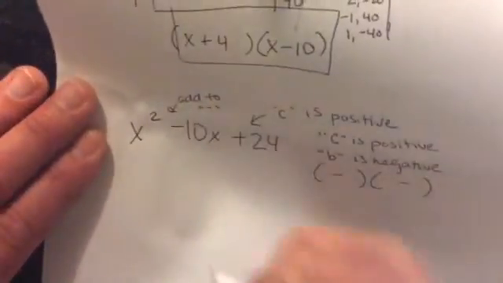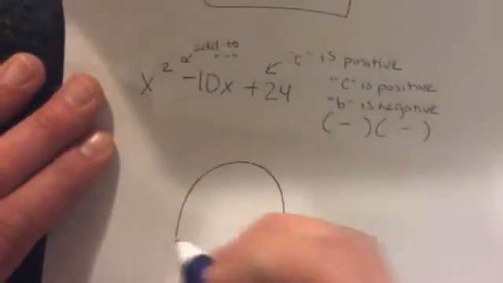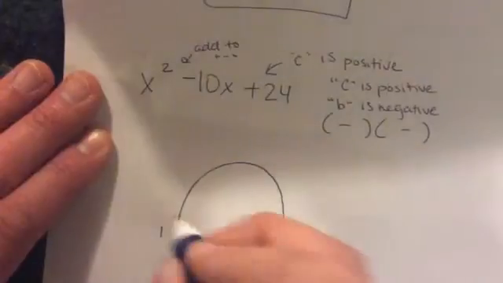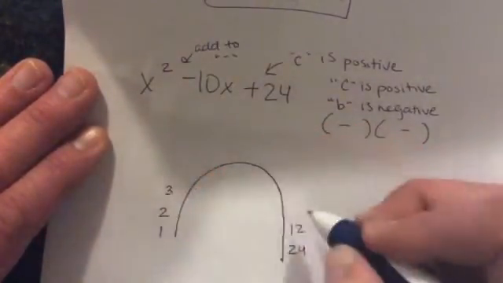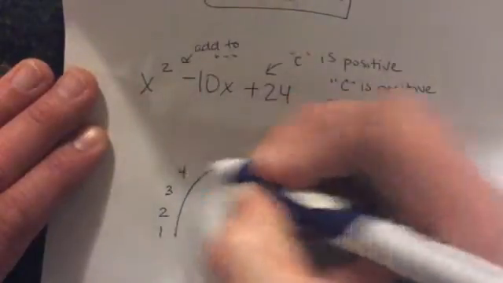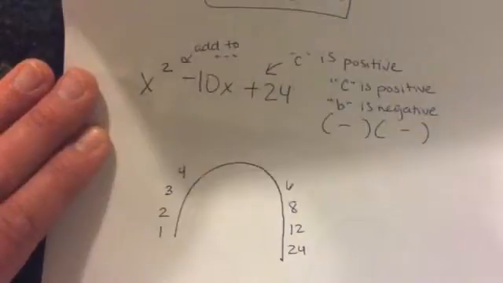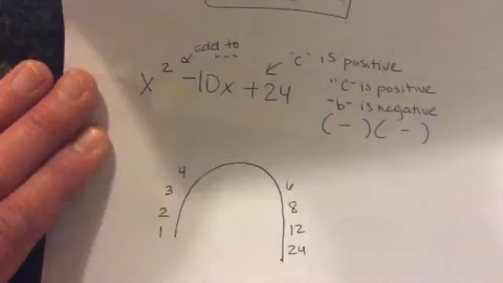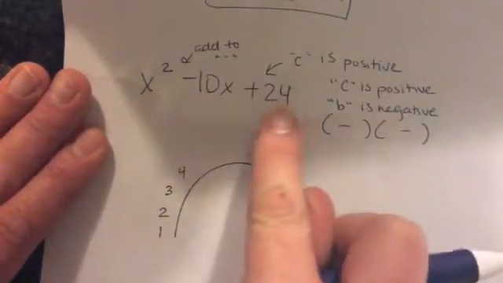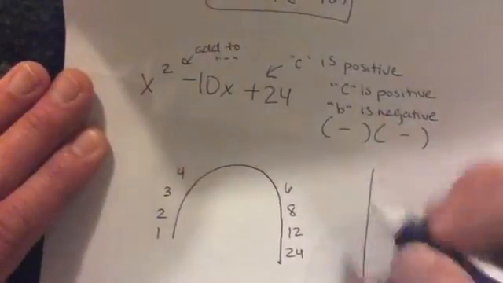Again, first I need to find my factors of 24. When I do 24 divided by 1, that's 24. 24 divided by 2 is 12. 24 divided by 3 is 8. 24 divided by 4 is 6. I cannot do 24 divided by 5 evenly, it's a decimal. 24 divided by 6, alright, well I'm over my hill here, so I've got all my factors. Again, c is positive, b is negative. I need to have a negative situation.